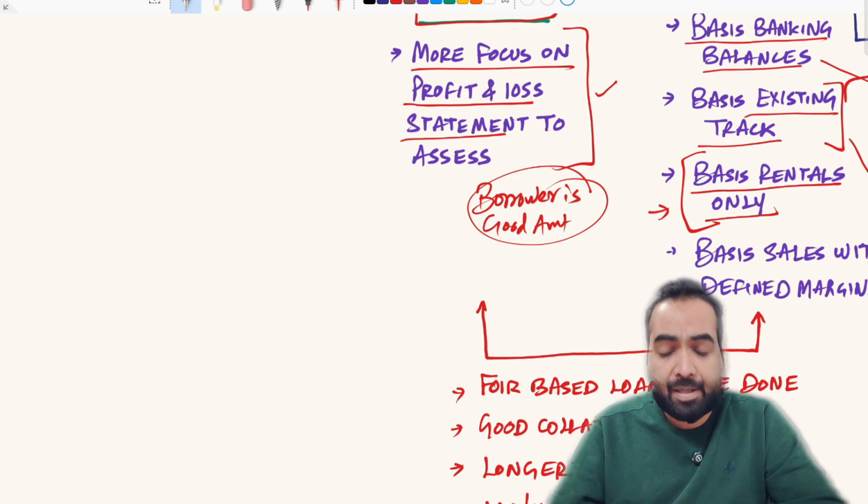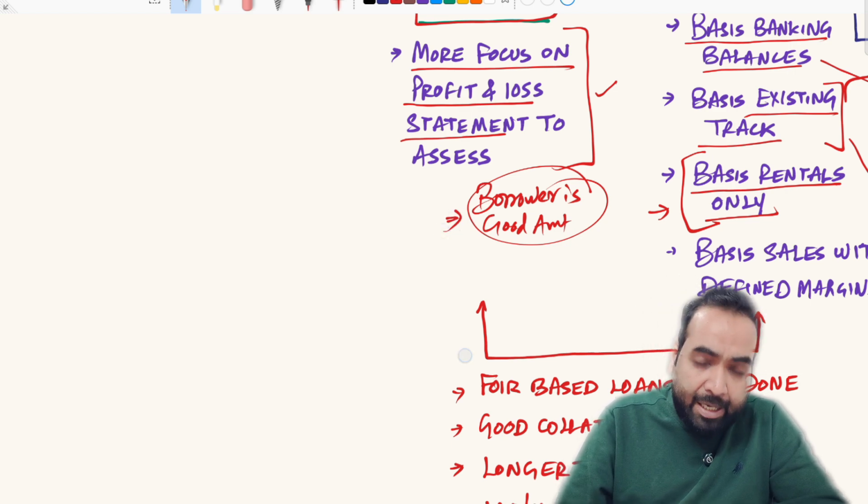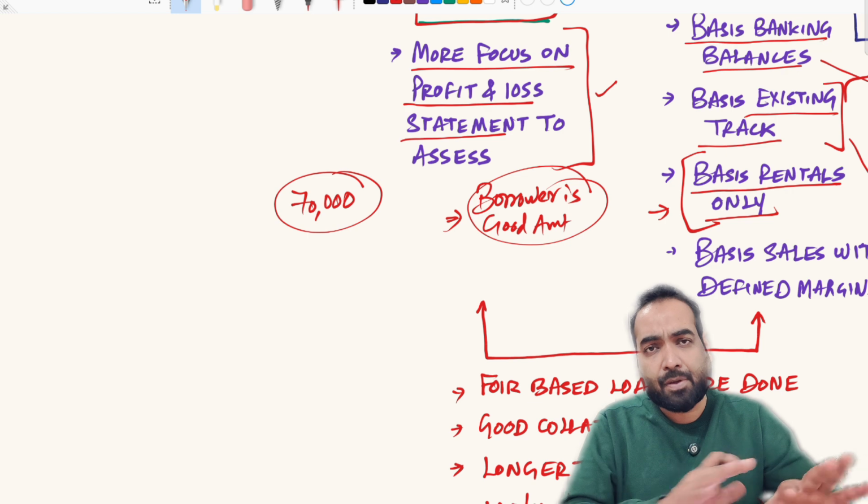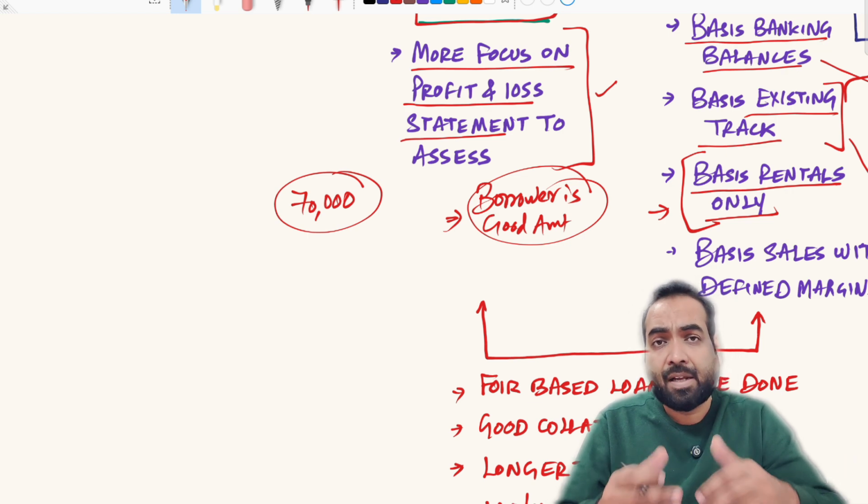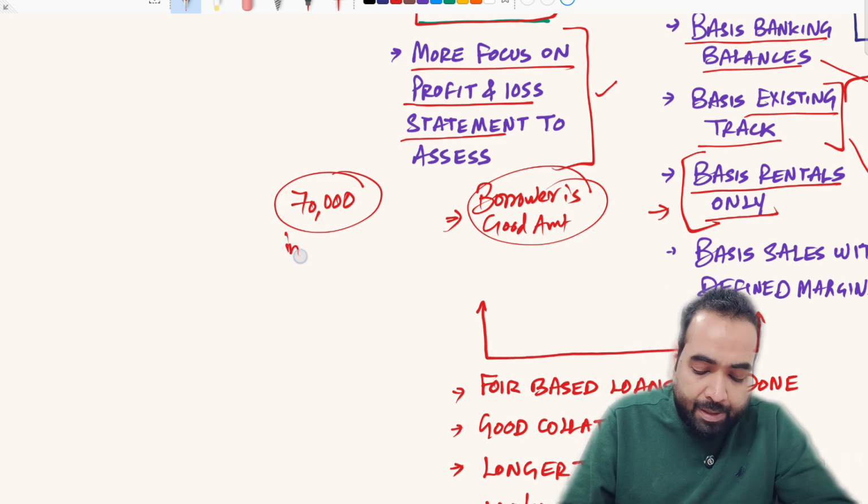He is not having any other income. Then what will we do? We will take those monthly rentals, like suppose he is receiving 70,000 net rentals after paying all the taxes or maintenance cost, 70,000 rentals per month in his account.